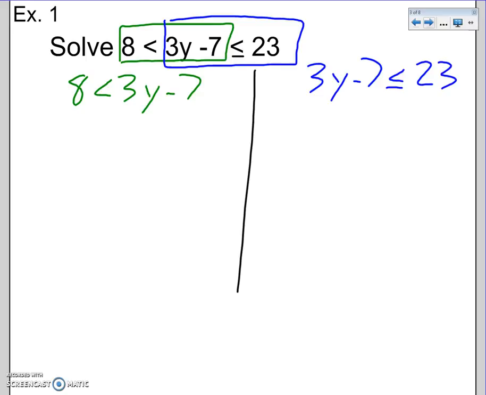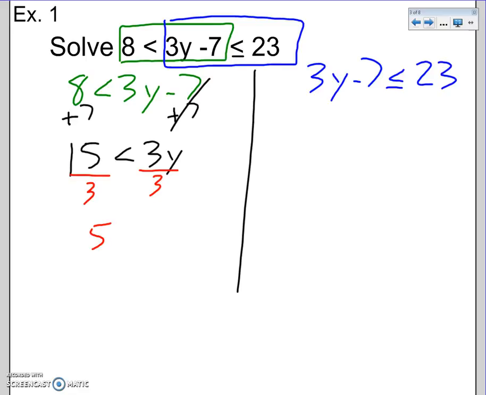So here I get y by itself. Add 7 to both sides: 15 less than 3y, and then divide. I have 5 smaller than y. Alright, and I can leave that there for now. I might flip it around. Make sure you know that y is bigger than 5 is the exact same thing. Depending on the order, it'll tell you which way to shade, but just know y is bigger than 5, we're shading on the right.